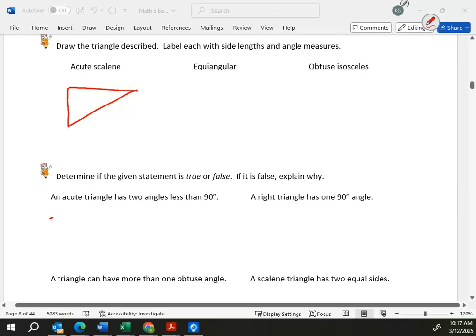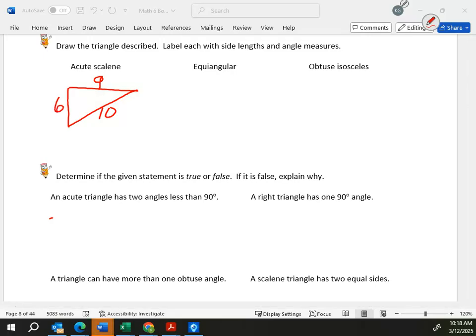Now I need to write down my labels. If I look at my side lengths, it doesn't matter what numbers I choose, as long as they're all different. So my longest side, I can call that a 10. This side is a little bit shorter, maybe that's a 9. And the shorter one, maybe I'd put a 6. They're all three different. It's scalene. Acute, what is an acute angle that I could call one of these?